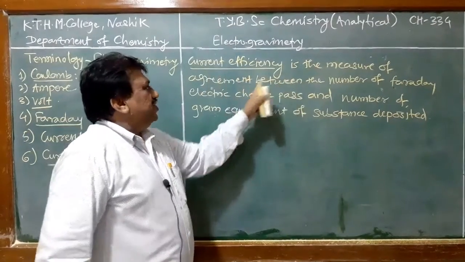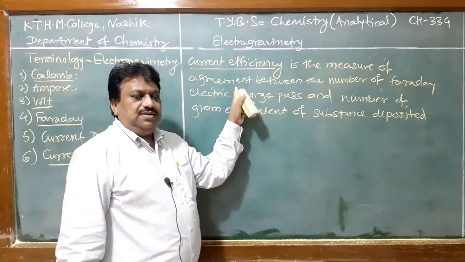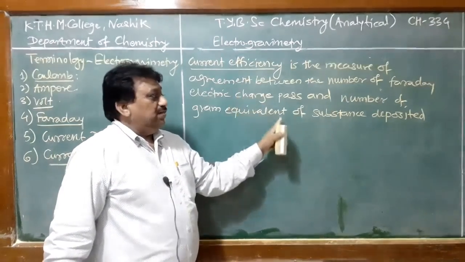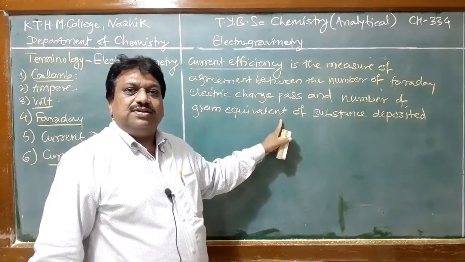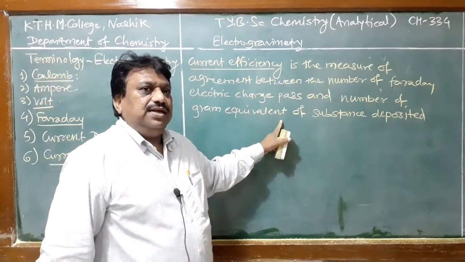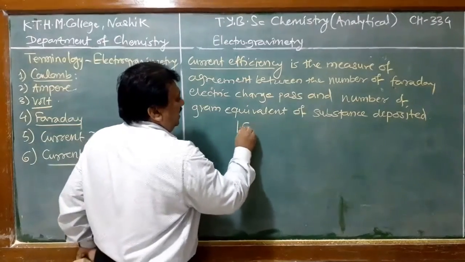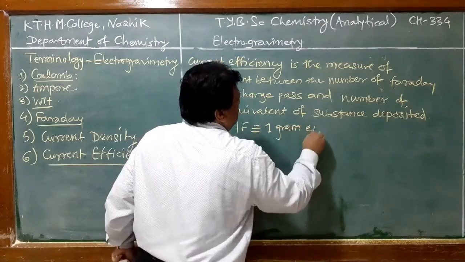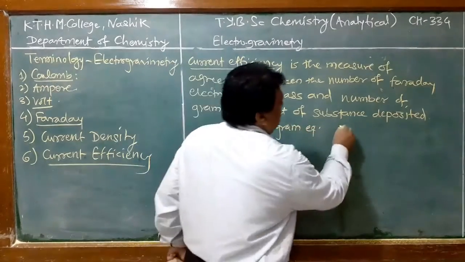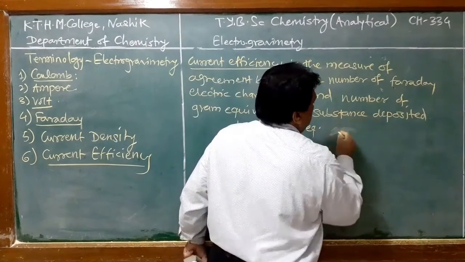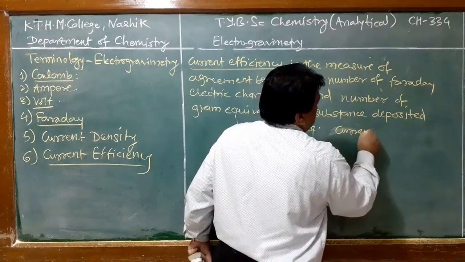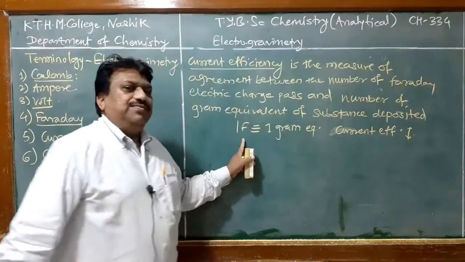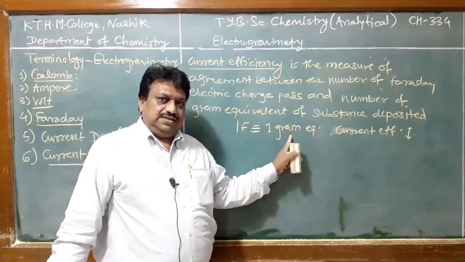Current efficiency is a measure of agreement between the number of Faraday electricity passed through the solution and the number of gram equivalents of that substance deposited. Theoretically, 1 Faraday deposits 1 gram equivalent. At that time, we can say that current efficiency is 1. That means 1 Faraday divided by 1 gram equivalent.